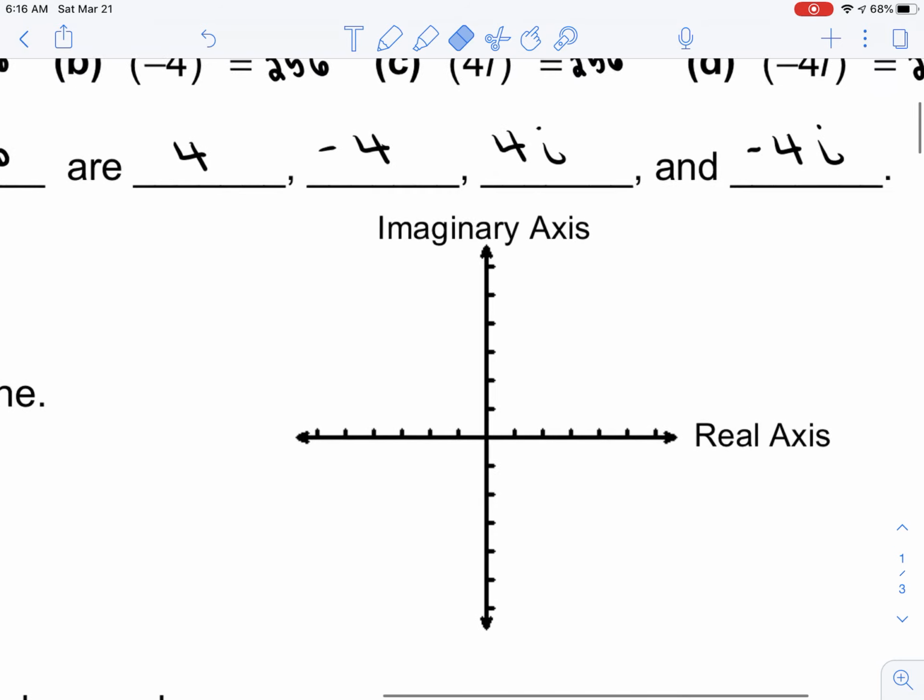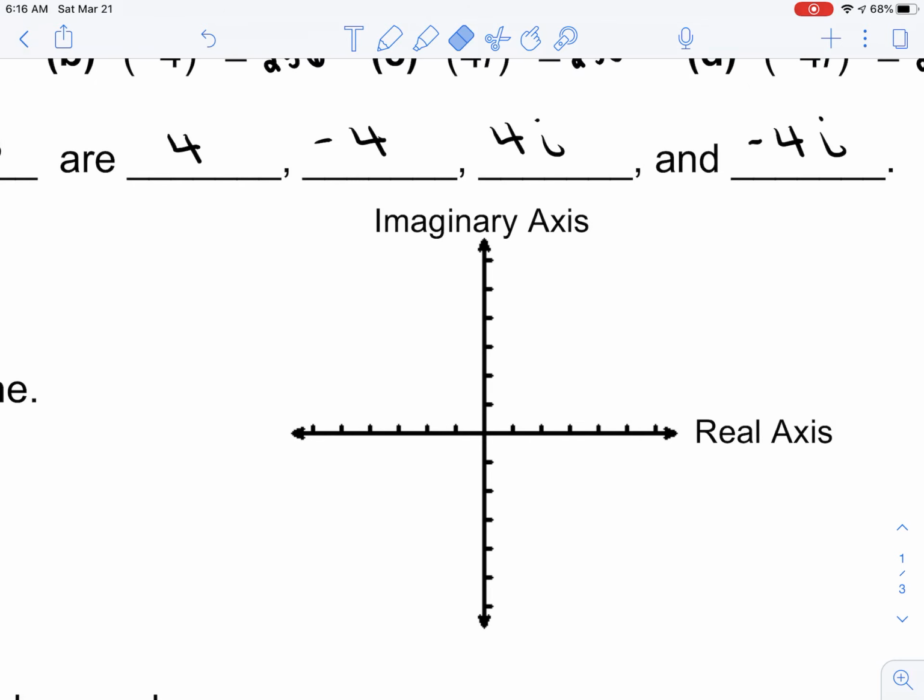Now, if you graph each of these roots, 4 is a real number. It would go right here. So 1, 2, 3, 4. If you graph negative 4, 1, 2, 3, 4, go right here. If you graph 4i, we'd be on that imaginary axis, and then negative 4i would be right down here.